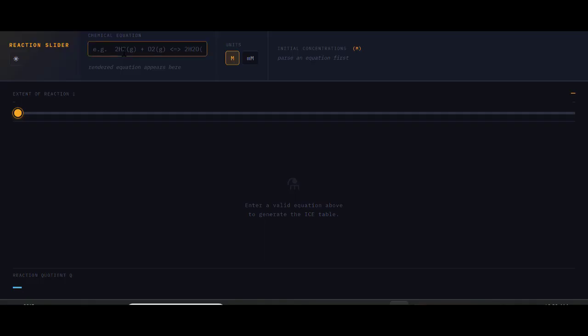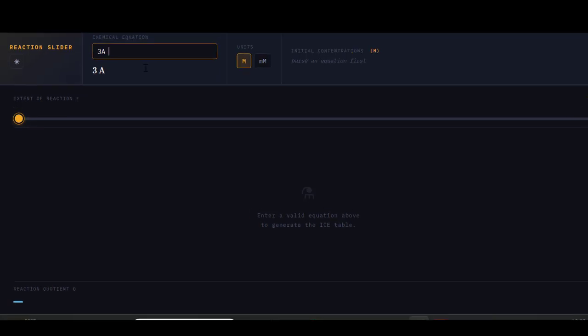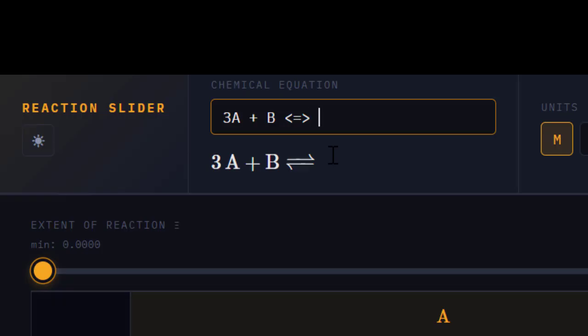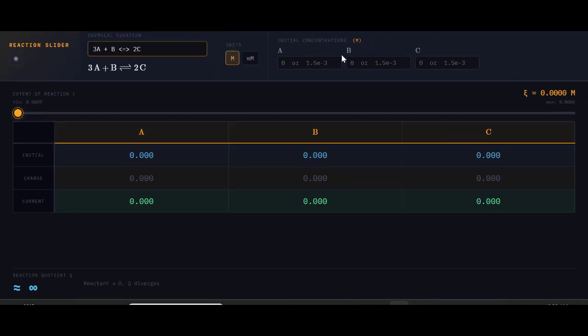I made the specifications and gave them to AI, and the way this works is you just say, well, I have 3 A's plus a B react to, and the equilibrium arrow you write by writing a smaller sign, an equal sign, and a larger sign. Reacts to 2 C's. That was our reaction. If you don't write any physical state here, then it assumes it's an aqueous solution. So once I set this up, it has a space here for initial concentrations, and then it will calculate Q down here.